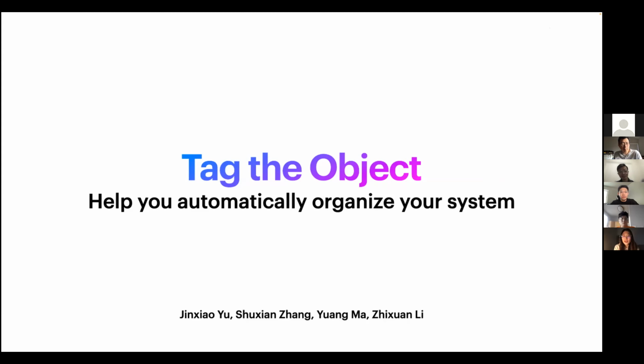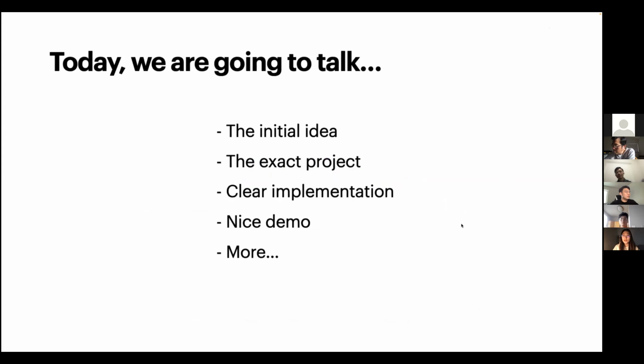We are going to present our project, Tag the Object. It is the functionality that could help you automatically organize your system. We are going to introduce our project from 5 aspects. The first one is the initial idea, where the idea comes from. The second part is about what the project is. And then we will talk about the implementation and do a demo. Then we will introduce some future work that could extend our project.